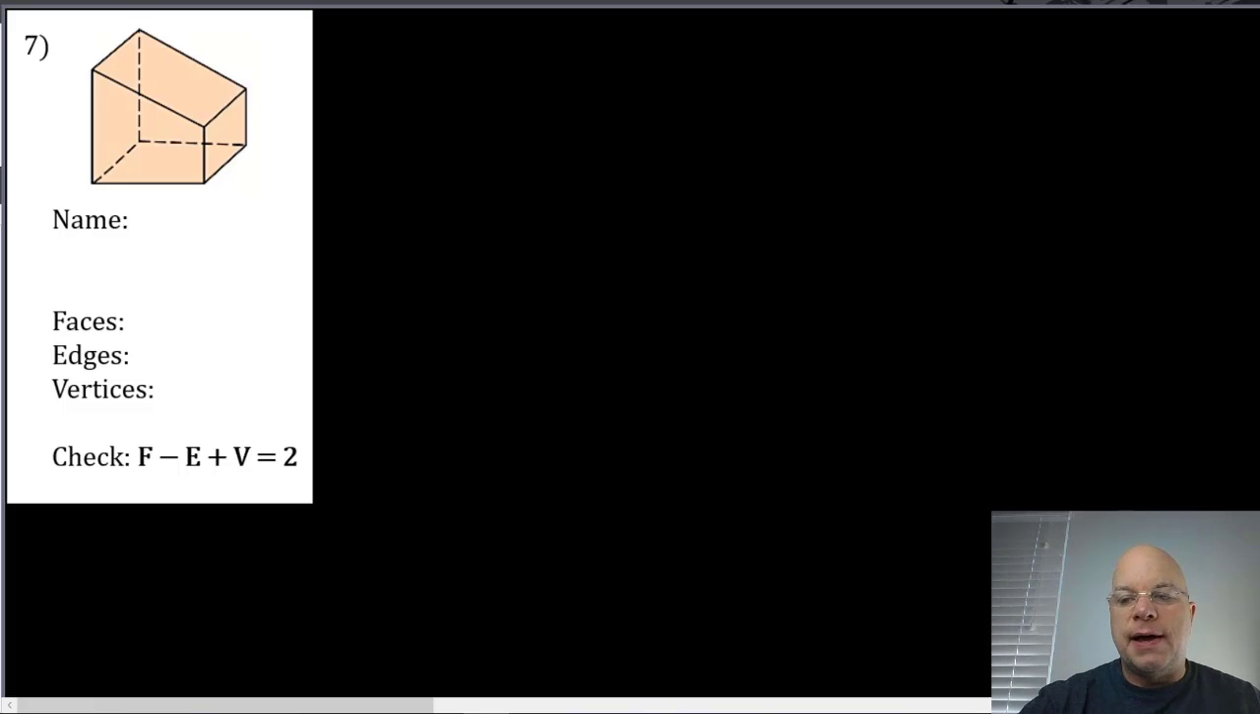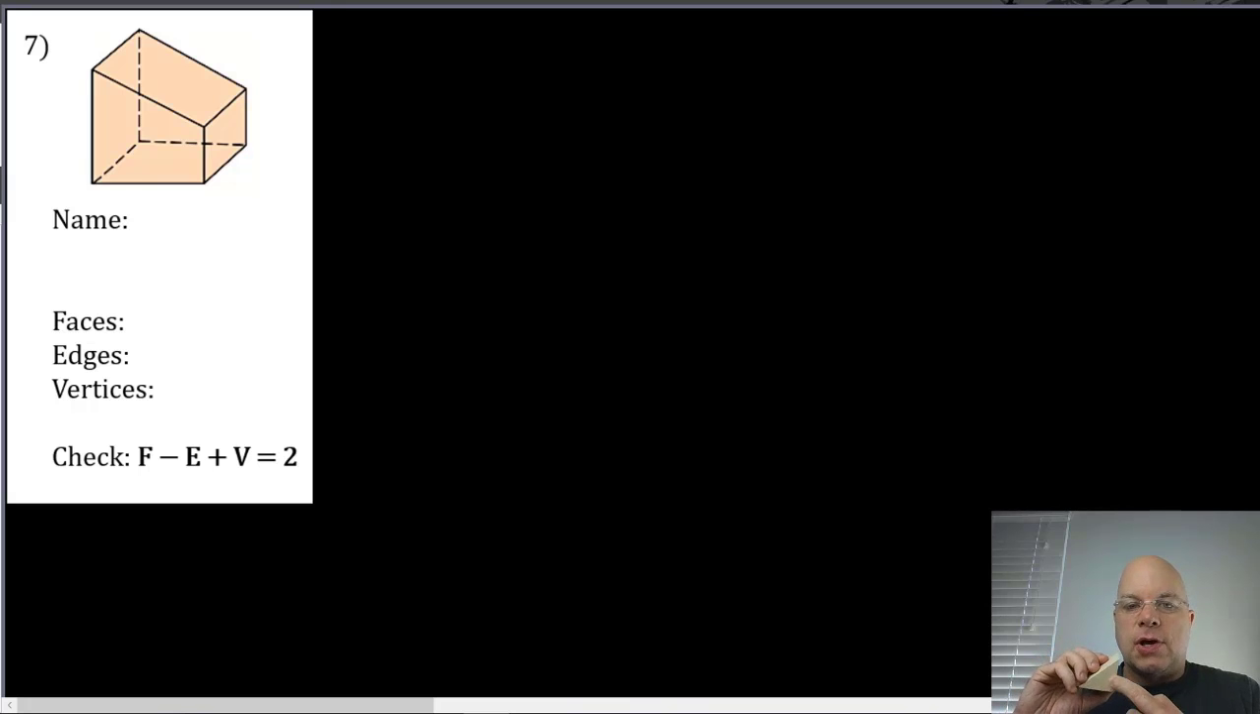Today we started classifying, naming three-dimensional solids, and we also learned Euler's polyhedron formula for the relationship between the faces, edges, and vertices of polyhedrons. This is a polyhedron, this block. It has two parallel and congruent triangular faces, which we call the bases. They're parallel to each other and they're congruent, so it's a prism. And then the prism is named by the shape of the base, which is a triangle.